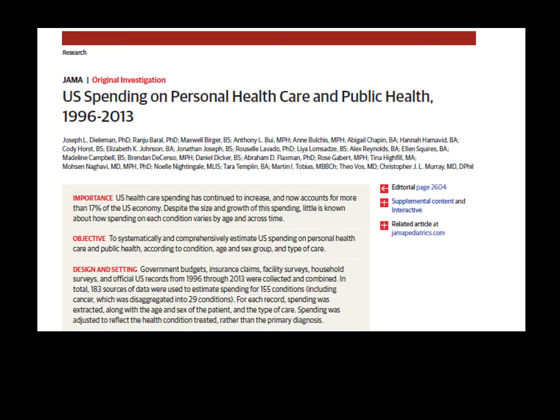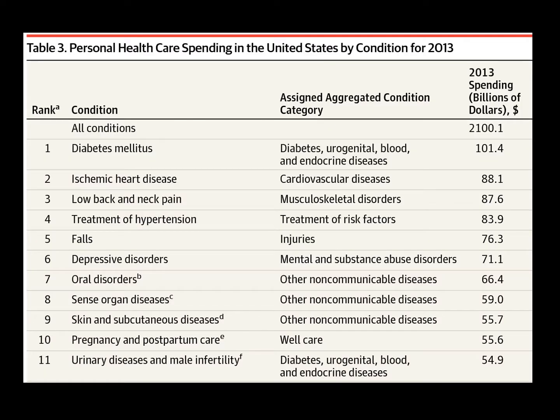This study, published in the Journal of the American Medical Association, attempted to estimate the amount of money that's spent on personal health care and public health according to condition, age, and gender. This slide details the personal health care spending in the United States by condition for the calendar year 2013. As we examine the slide a bit closer, we note that ischemic heart disease and the treatment of hypertension were 2 of the 4 most costly conditions in this country.